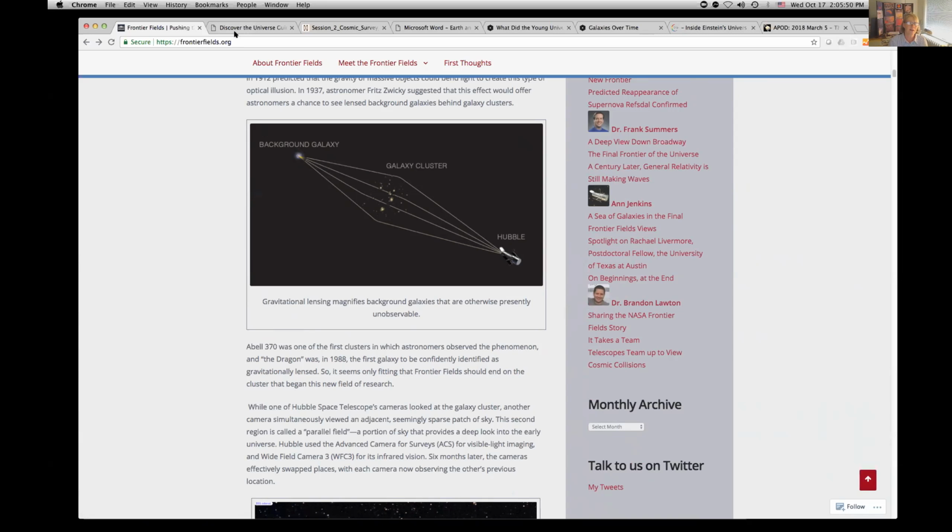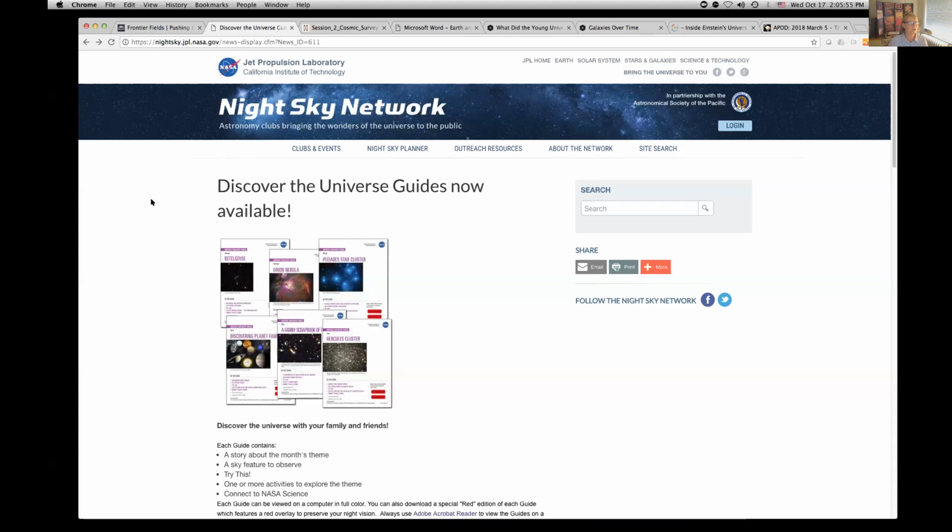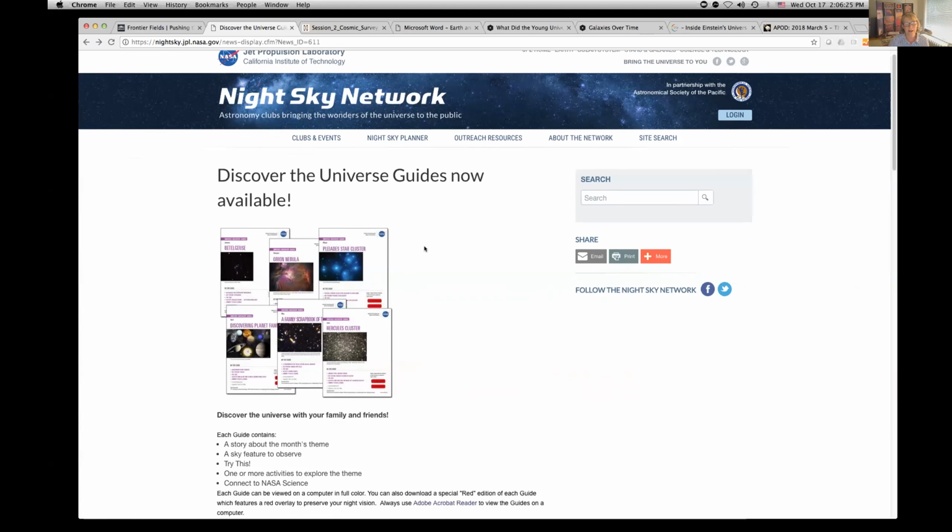And that's the next resource that we wanted to call your attention to, and again, a lot of these resources are useful either for content background or that have actual activities in them. These Discover the Universe guides were developed by many of the partners who are currently part of Universe of Learning, but they were developed a few years back. They're from the Night Sky Network, and they are all freely downloadable.